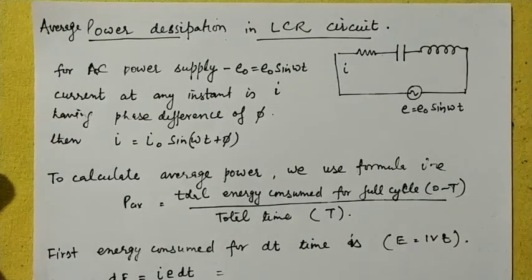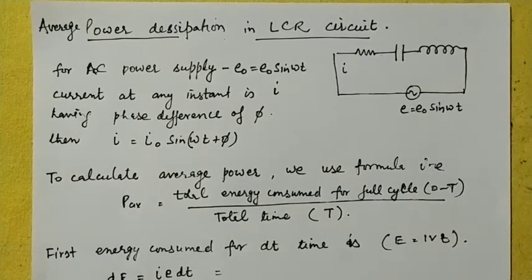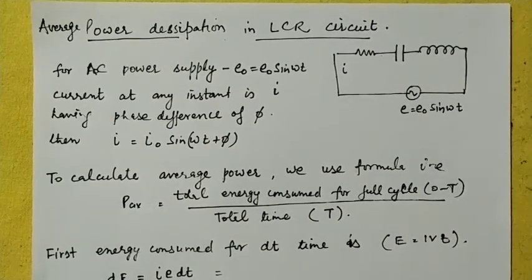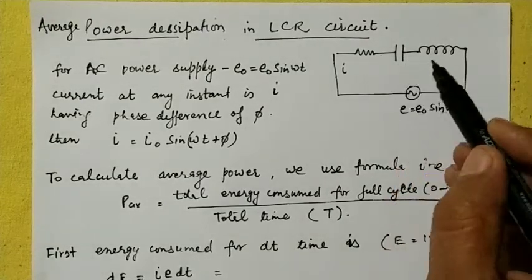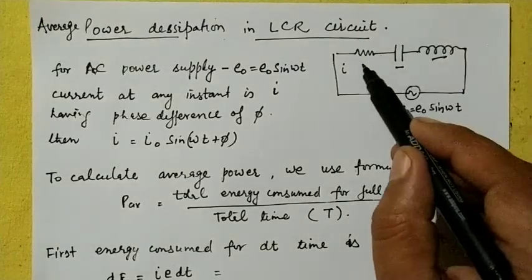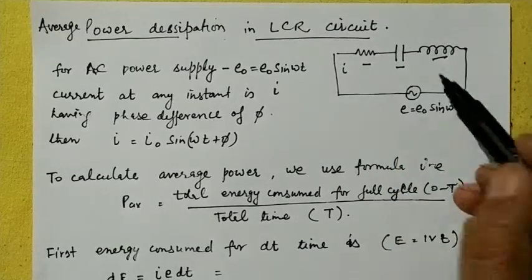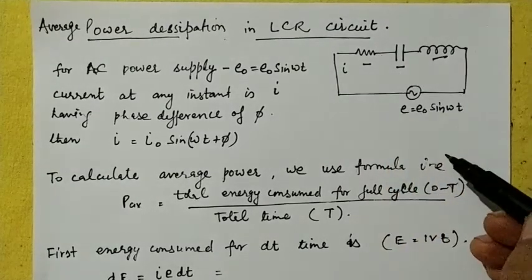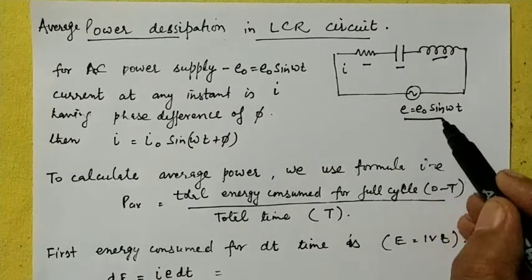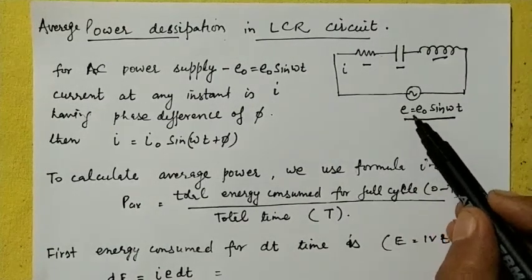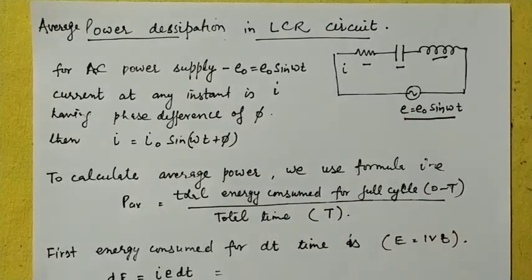In this video, we will find out the average power dissipation in an LCR circuit, or the average power consumed by an LCR circuit. For this, I consider this is your L, this is your C, this is your R, and they are connected in a series combination, and further it is connected to the AC power supply, which is given by E is equal to E naught sine of omega t.